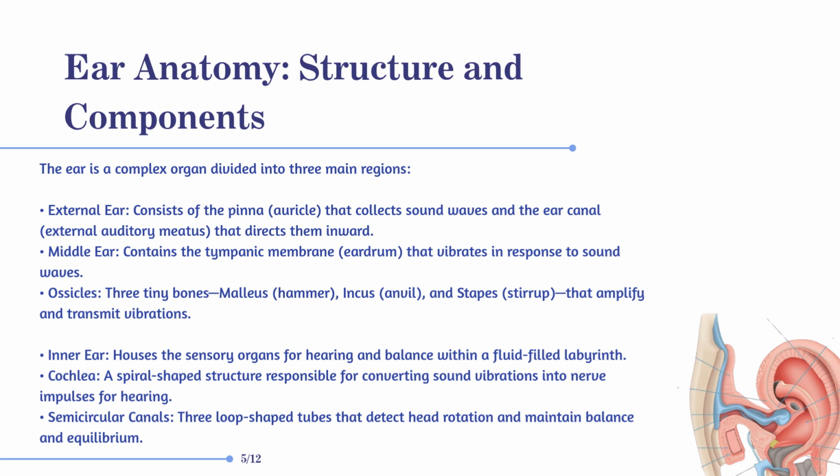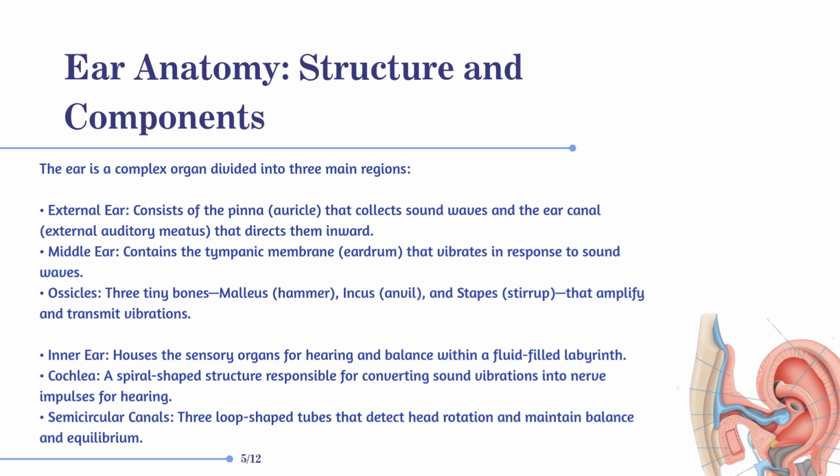And then we have the middle ear. What is the function of the middle ear? It transmits the sound. It consists of the eardrum plus ossicles. We have three tiny bones in the middle ear: first is malleus, incus, and stapes. These three bones transmit vibrations. And then we have the inner ear. The inner ear converts the sound waves into nerve signals and maintains the balance.